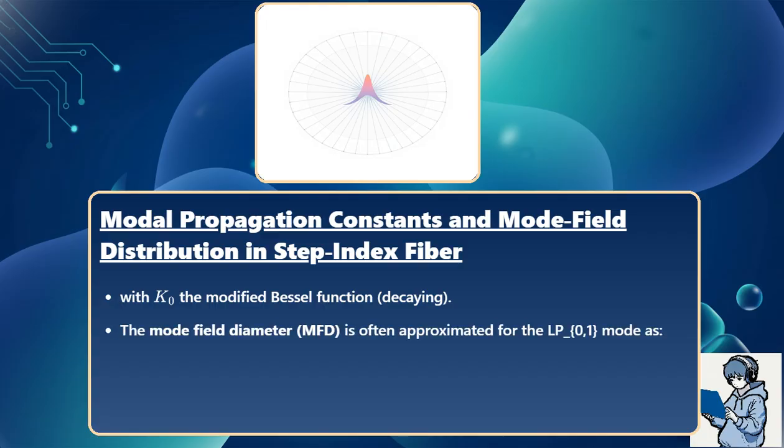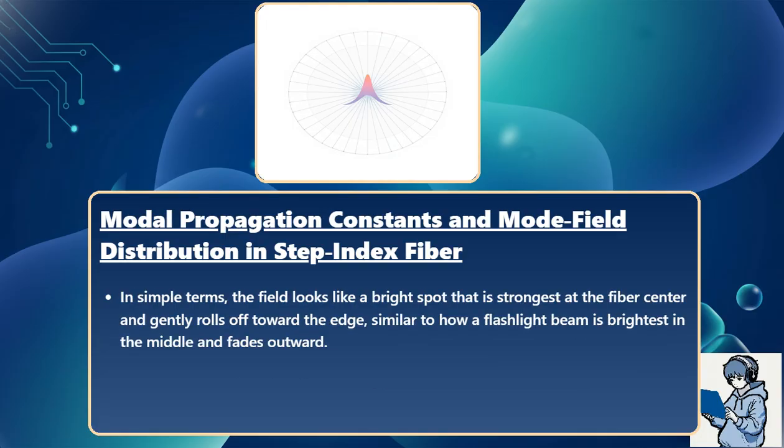The mode field diameter, MFD, is often approximated for the LP01 mode as MFD ≈ 2w0, where w0 ≈ a / (0.65 + 1.619/V^(3/2) + 2.879/V^6). In simple terms, the field looks like a bright spot that is strongest at the fiber center and gently rolls off toward the edge, similar to how a flashlight beam is brightest in the middle and fades outward.